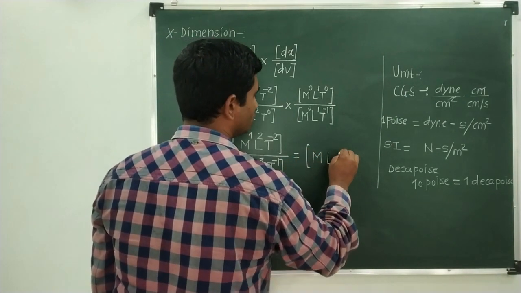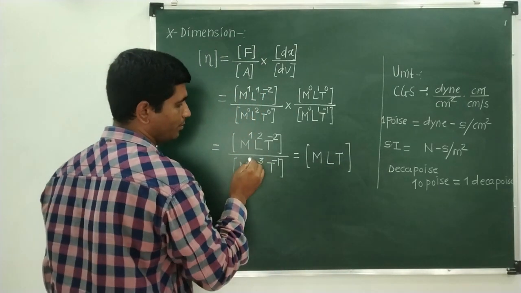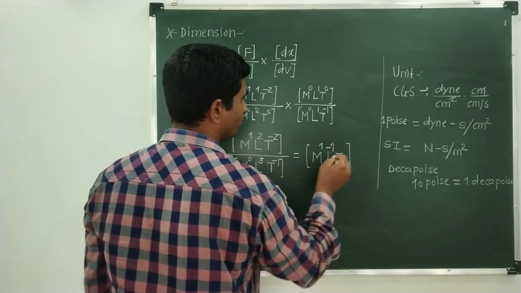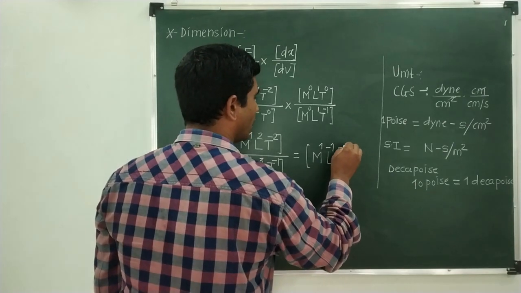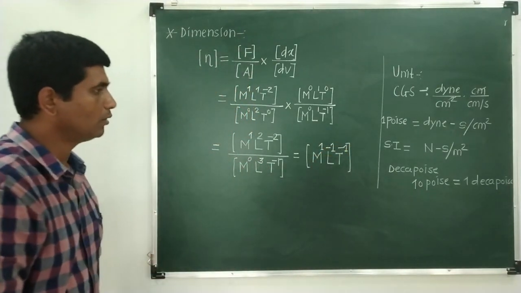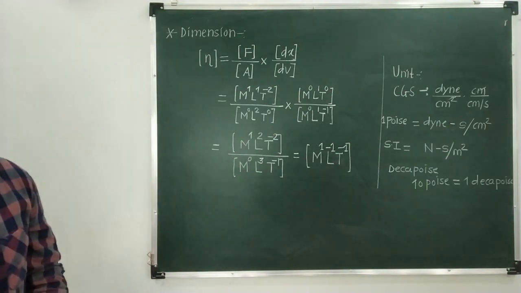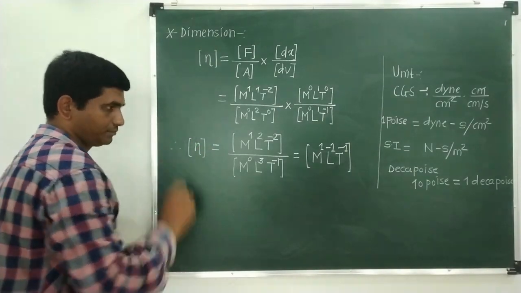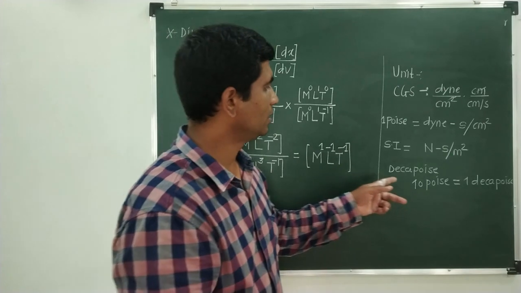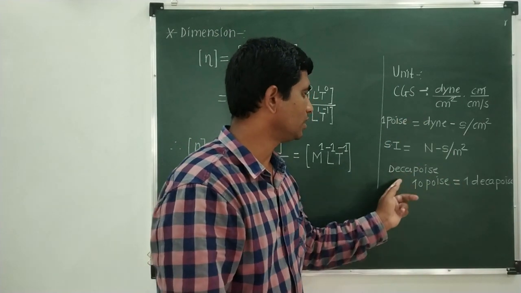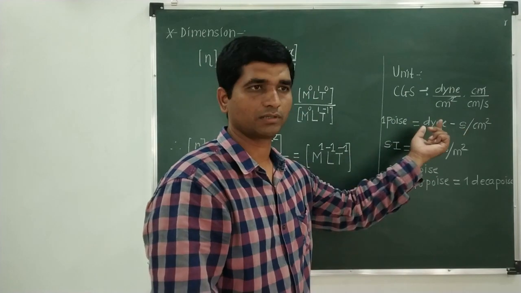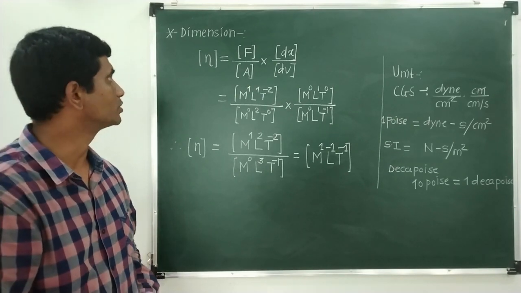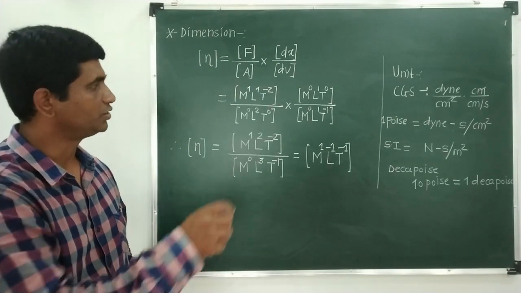Now for this, you just have to subtract the indices. 1 minus 0 is 1, 2 minus 3 is minus 1, minus 2 minus minus 1 is minus 1. So it is M1 L minus 1 T minus 1, that is the dimension of the coefficient of viscosity. From this also you can define poise and decapoise using the corresponding units. I hope you have understood what the coefficient of viscosity is and what its units and dimension are.